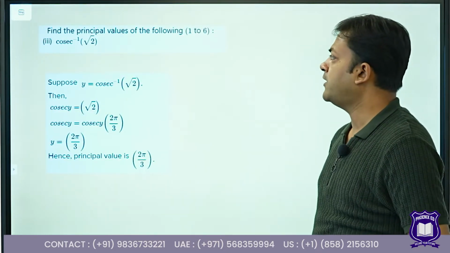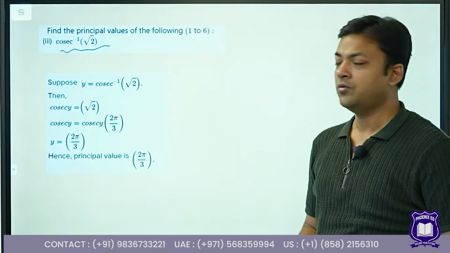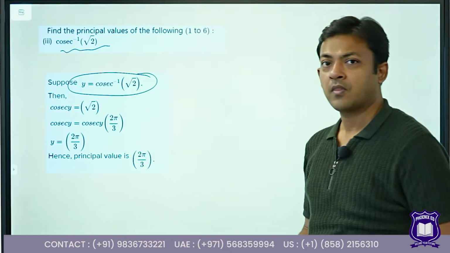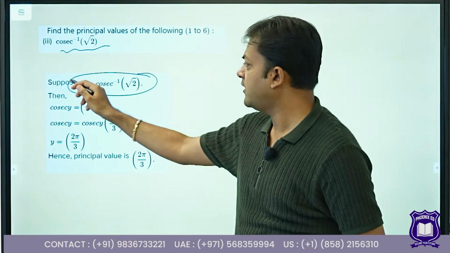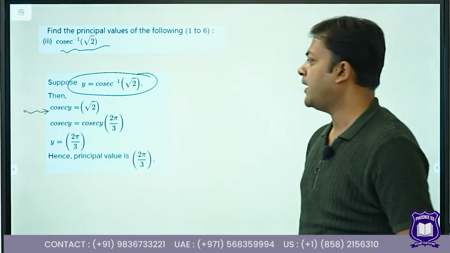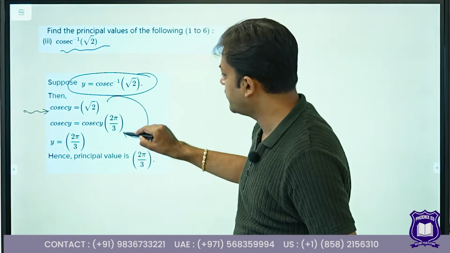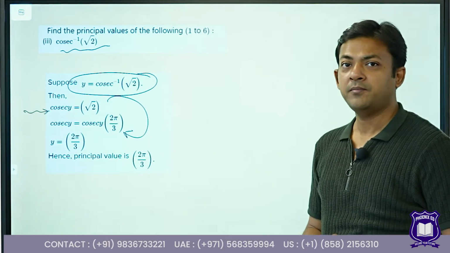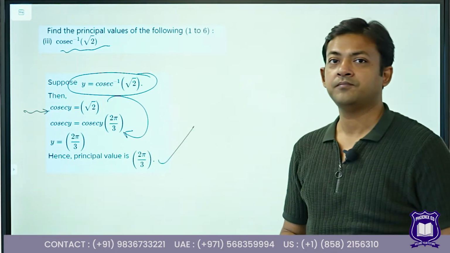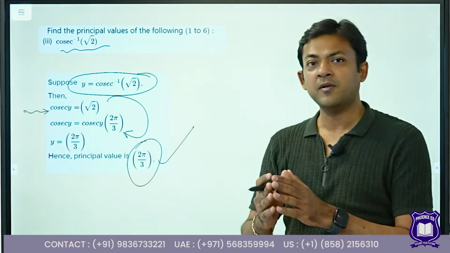Let's find the principal value of cosec inverse root 2. In order to find cosec inverse root 2, we will first substitute cosec inverse root 2 as y. On simplifying, on taking cosec on the other hand side, we would get cosec y as root 2. Now, root 2 can be written as cosec of 2 pi by 3, and hence cosec inverse of that would be 2 pi by 3. Again, keeping in mind that my answer, my range should be within the principal value range.